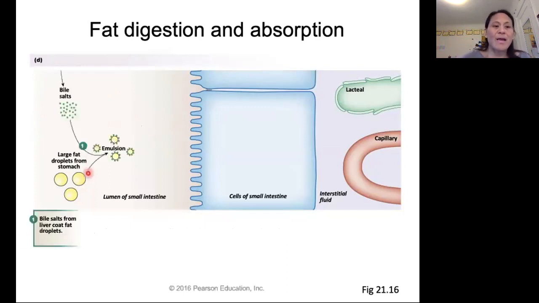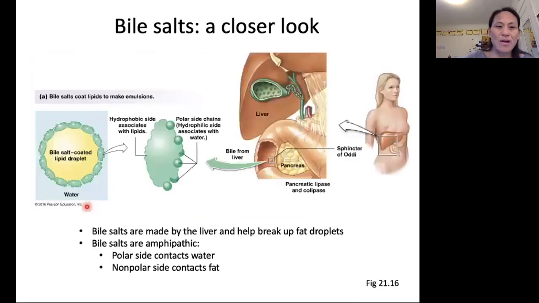Okay. Next, what happens is we have bile salts that come in and they help to break up those large fat droplets into smaller fat droplets and turn them into an emulsion. Okay, so let's take a closer look at bile salts, what they are like, what they do, how they do this job in this slide right here.